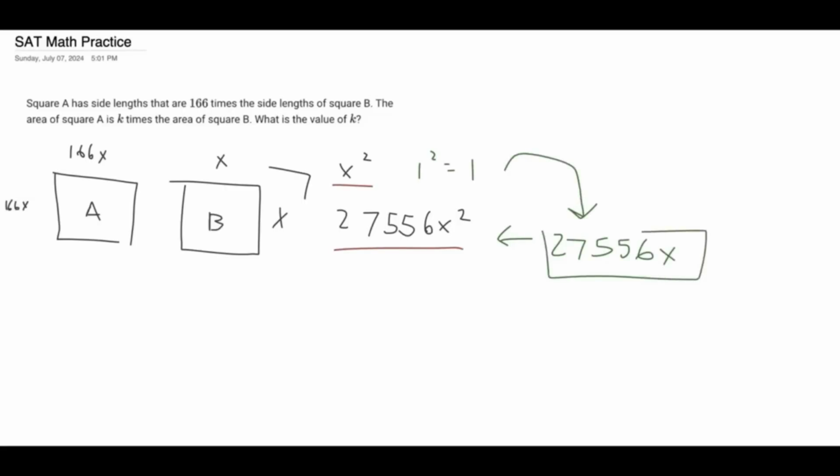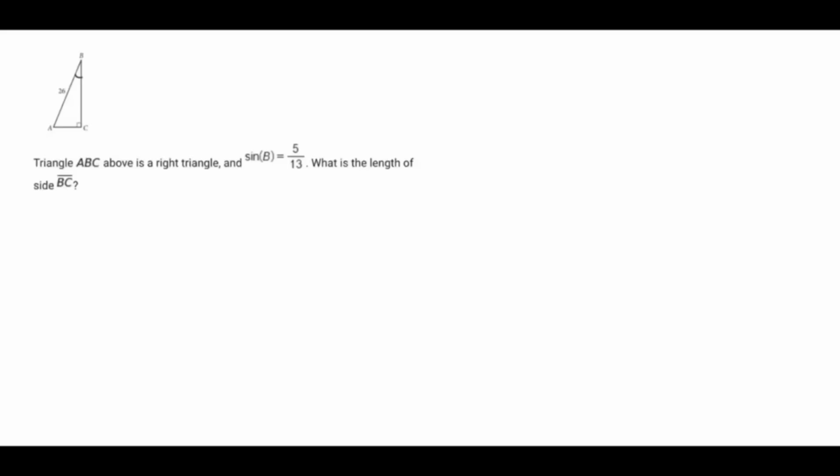We can clearly see the relationship here that the area of square A is 27,556 times that of square B. So ABC above is our right triangle, and sine of B is 5/13. What is the length of side BC? Alright, so pretty simple problem here, except there is a little caveat that we have to take into consideration.